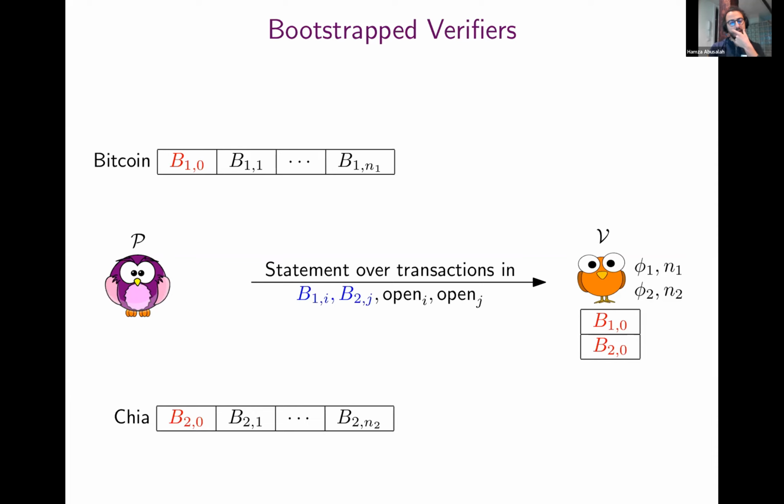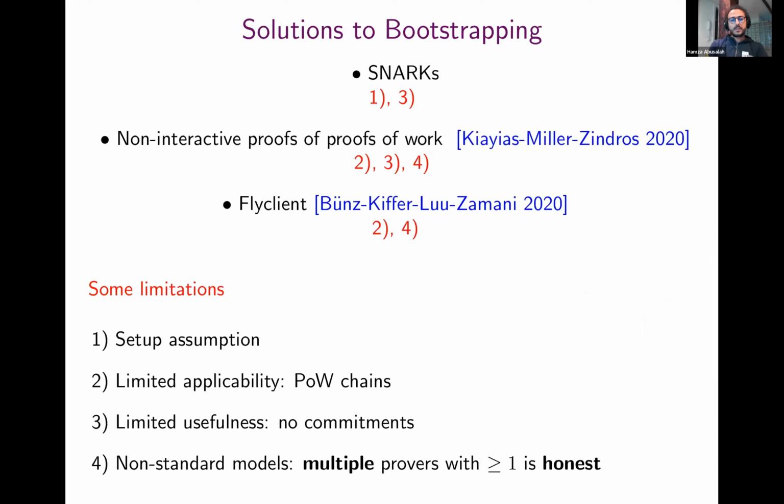So the idea of having a commitment to a blockchain is a very powerful tool. So this problem has a few solutions. There's the generic SNARK solution, and there are non-interactive proofs of work, NIPoPoW, and there's FlyClient. Some limitations of these works exist. Some of them require setup assumptions. Some of them have limited applicability, say they apply for proof of work blockchains, but we don't know how to do them for proof of space blockchains. Some of them have limited usefulness, or even the notion of commitment doesn't come up in the construction.